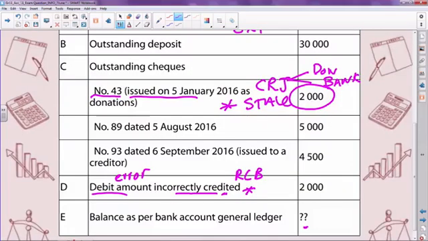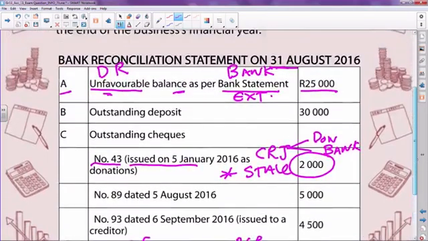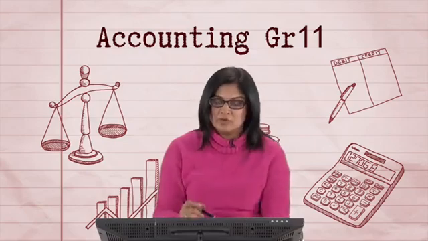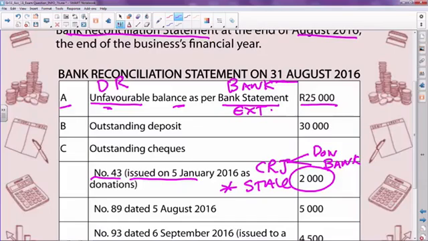Right, back to our bank recon, and we can clearly see the balance as per bank account general ledger hasn't been given to us. So let's now do this calculation. Okay, quite a straightforward calculation. So just make sure, guys, 4 marks, quite a bit. So make sure you get this one correct. Right, information A, we've got unfavorable balance as per bank statement. So immediately, an unfavorable balance as per bank statement means that this is negative, a negative 25,000. Okay, you guys with me? Right, so in brackets, I'm just going to put a minus sign.